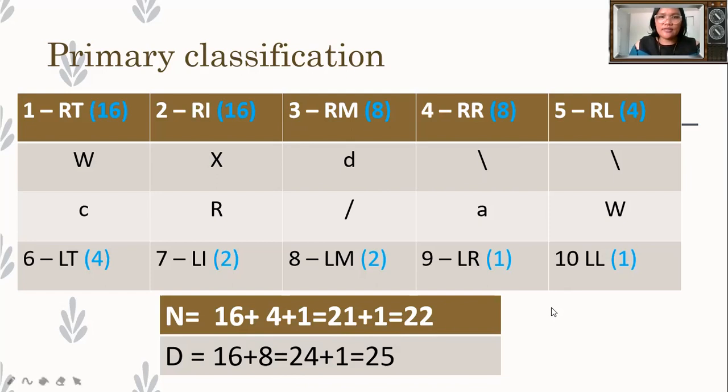Hey, you just be patient enough so that you could successfully follow the rules on how to obtain the primary classification. Let's proceed.